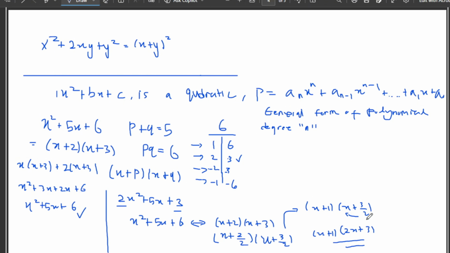Let us prove it. If we multiply x by 2x plus 3, we have 2x squared plus 3x, plus 2x plus 3. And oh, it's the same: 2x squared plus 5x plus 3. So it's the same.